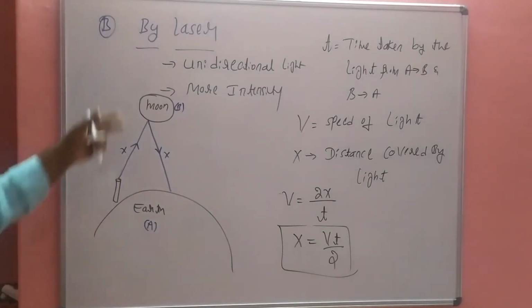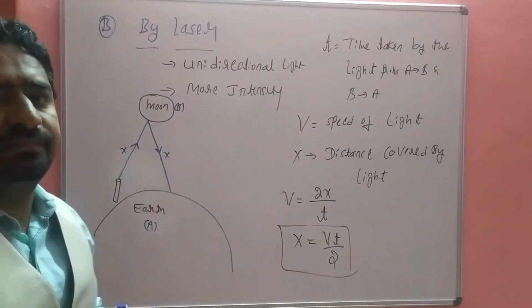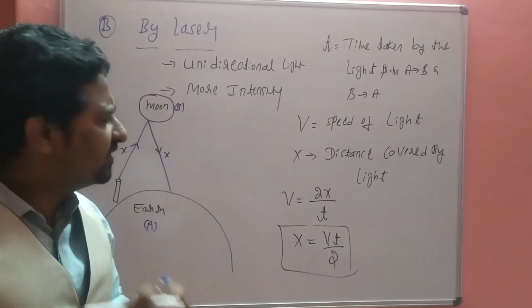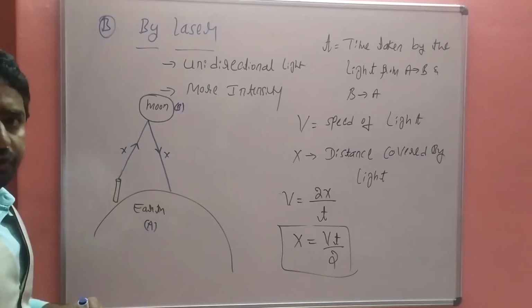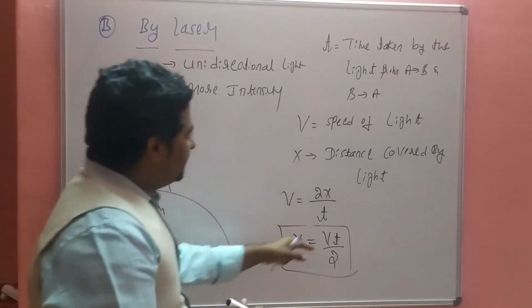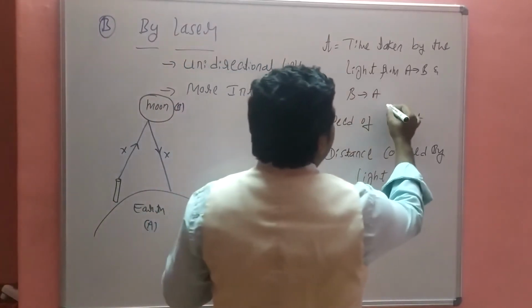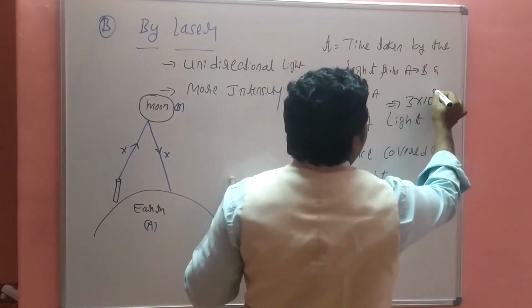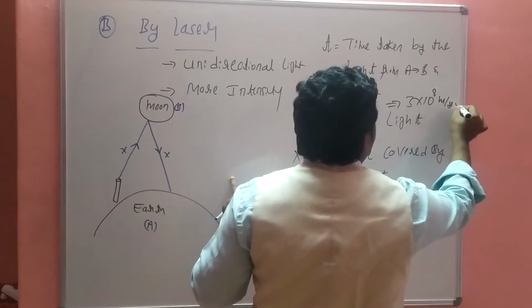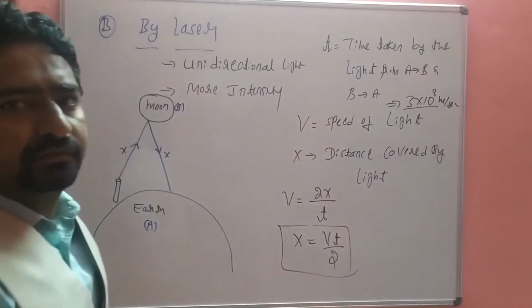So this is the method. The concept remains the same, but the method is changed. Okay, so V is the speed of light. What is the speed of light? The speed of light is 3 into 10 to the power of 8 meter per second. That is called the speed of light.